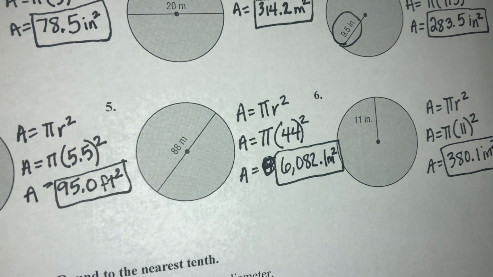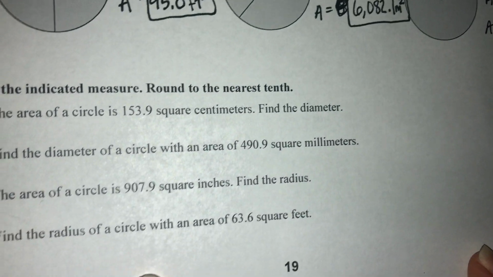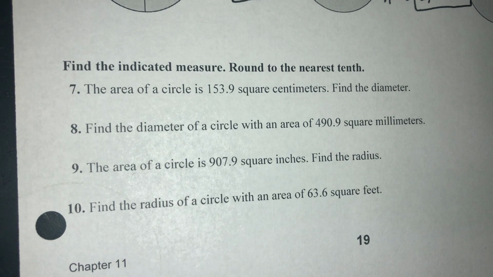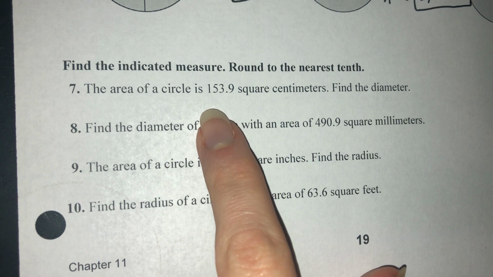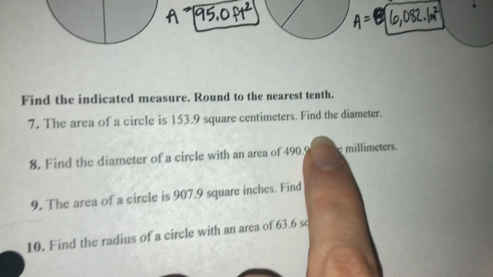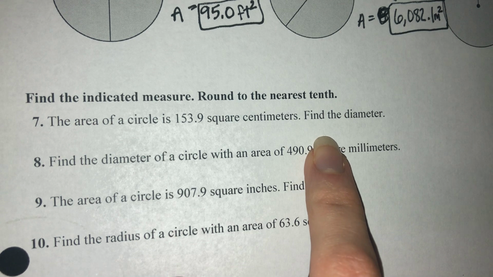All right. Hopefully you did really well on those. Now we're going to move down here to the bottom. It says find the indicated measure and round to the nearest tenth. So on number 7, they give you the area of the circle and they ask you to find the diameter. This is going to be a multi-step problem.